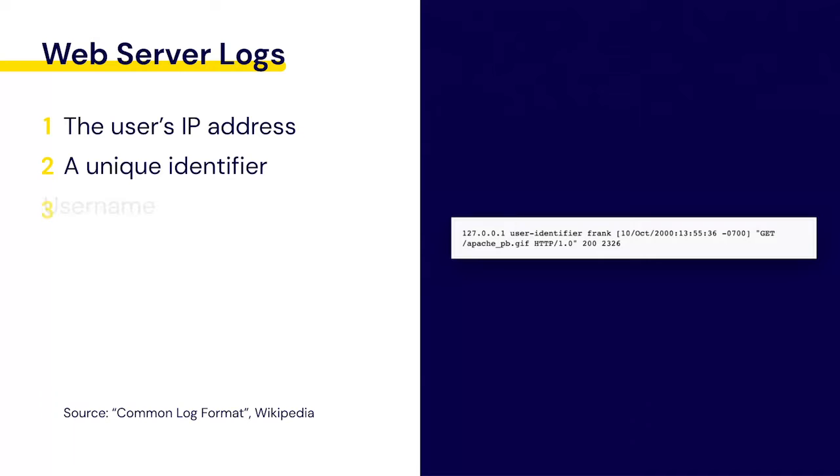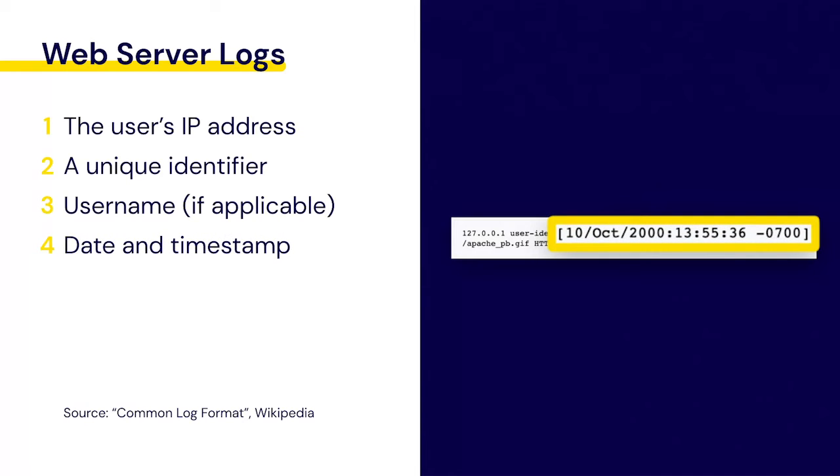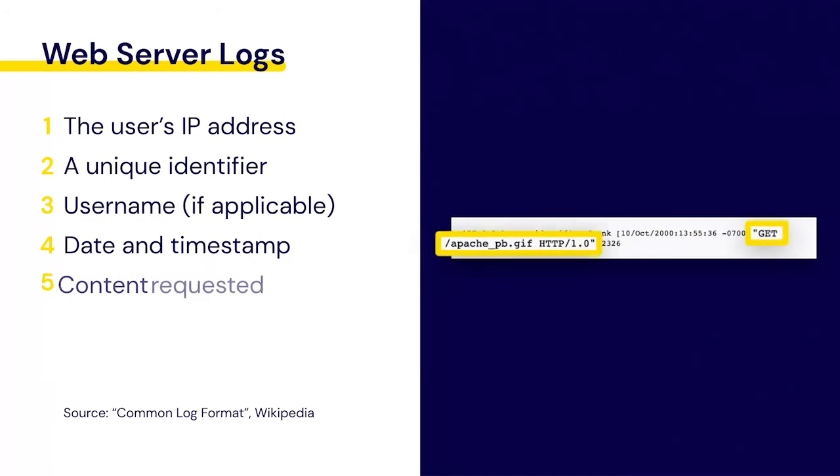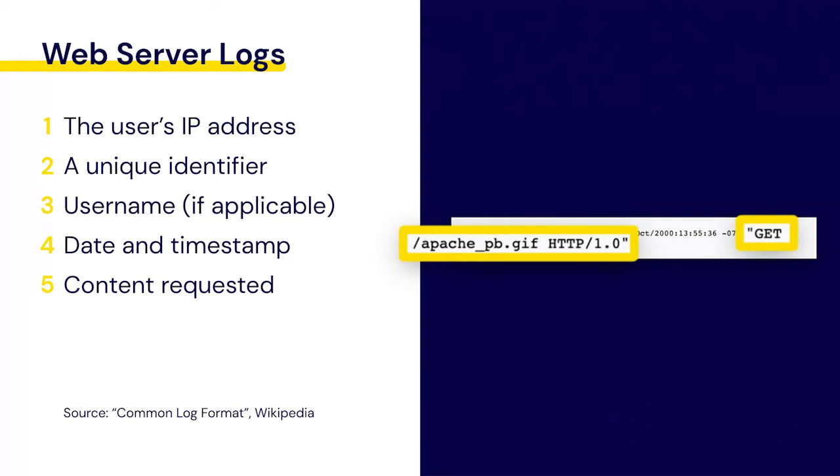Next, if the website requires the person to log in, there may be a username here. Next, there's a date and a timestamp of when the information was requested from the server. After that is a string of code that identifies what information the person is requesting. This is how the server finds the right piece of data to return. This string of code is embedded in the links on the website so that you can click on a link and give an instruction to the server at the same time.